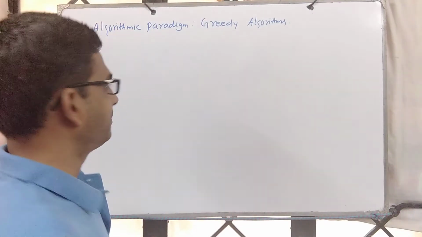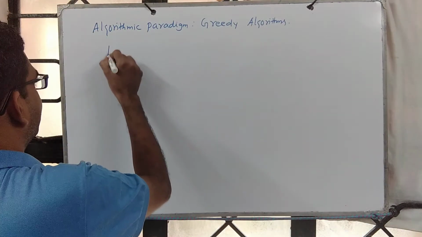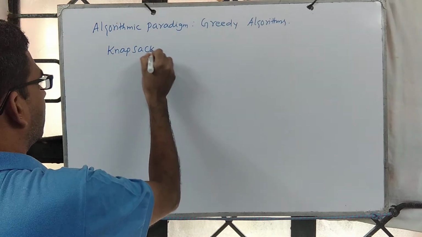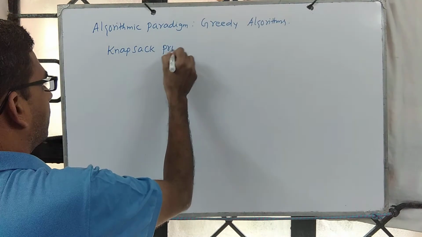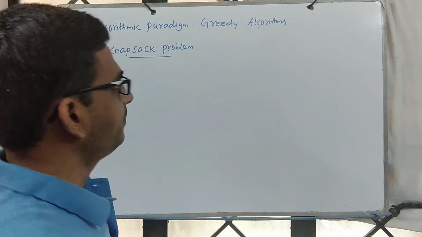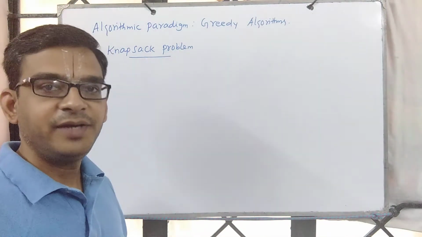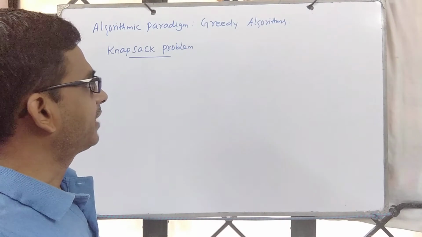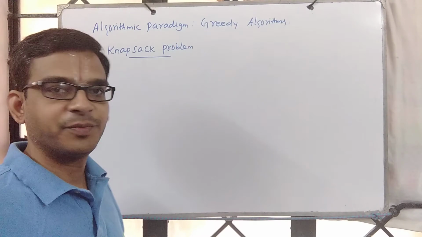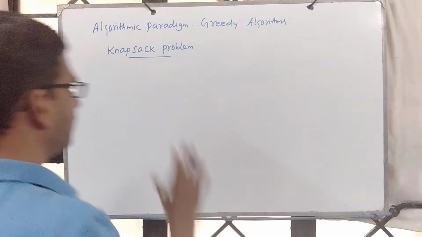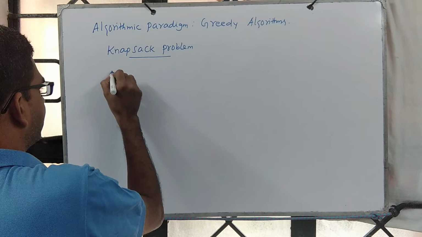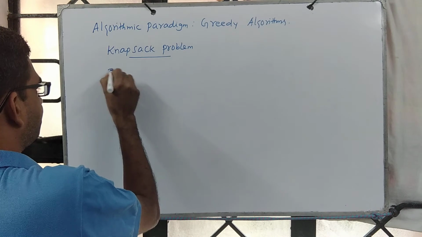Our next example for discussion is knapsack. This is an interesting problem and it has got many variants. Some of them can be solved using greedy algorithms and the rest using dynamic programming. We shall look at all variants as part of this course. So the standard version is this.